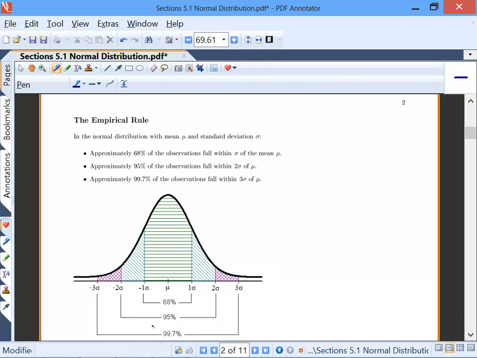If you go out to within 2 standard deviations of the mean, so from here to here, that's going to contain 95% of your observations. And if you go out to 3 standard deviations, you will contain 99.7% of your data.